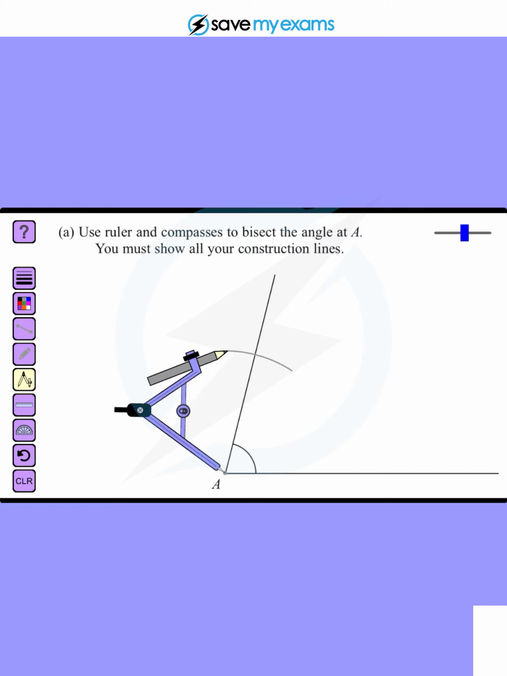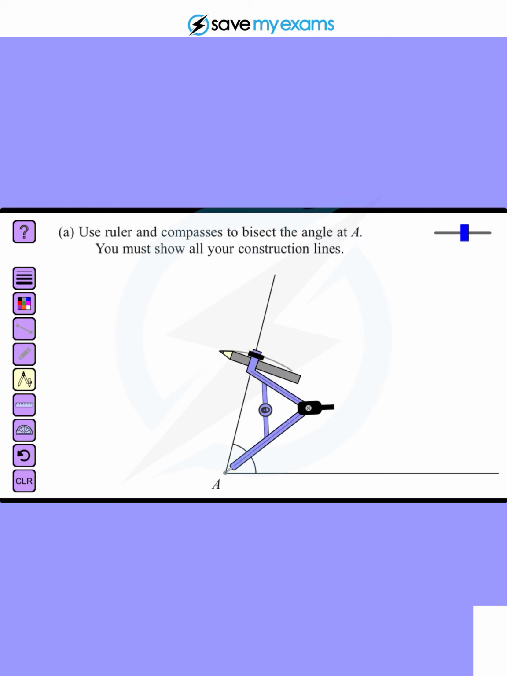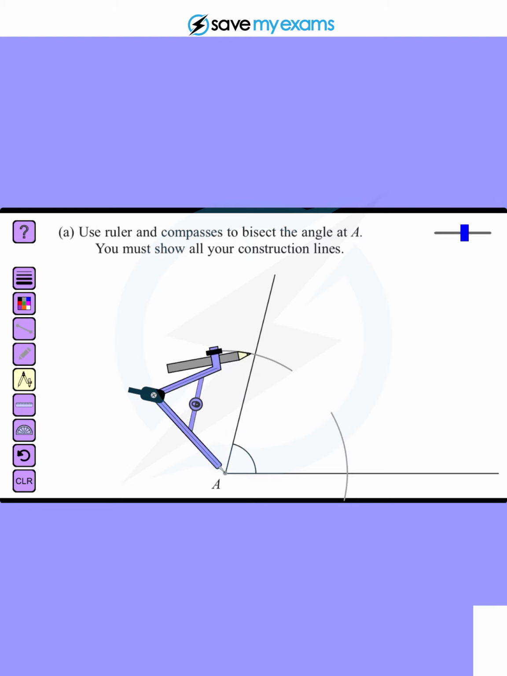So if I draw an arc there, and then I move my pair of compasses round to here, and draw an arc down here as well, the 2 points I've marked here are the same distance from A, where the arcs cross the lines. They're the same distance from A.